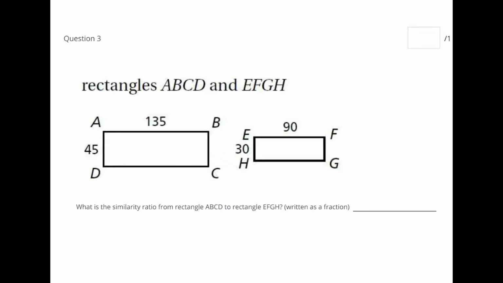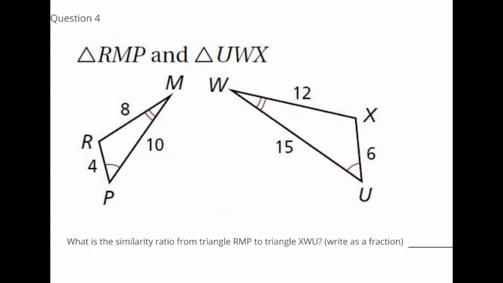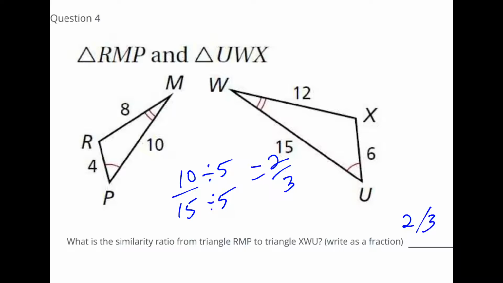Here's the next problem, the similarity ratio between these two triangles. So 45 over 30: if we divide the top and the bottom by 15, we get the lowest common form, which is 3 over 2. Here we can write this as 10 over 15, and if we similarly divide by 5, we end up with 2 over 3, and that's our answer, 2/3.